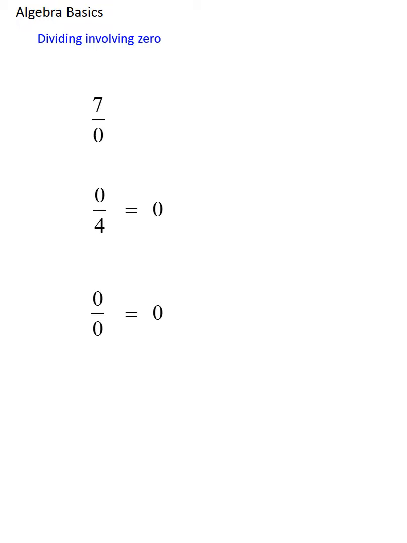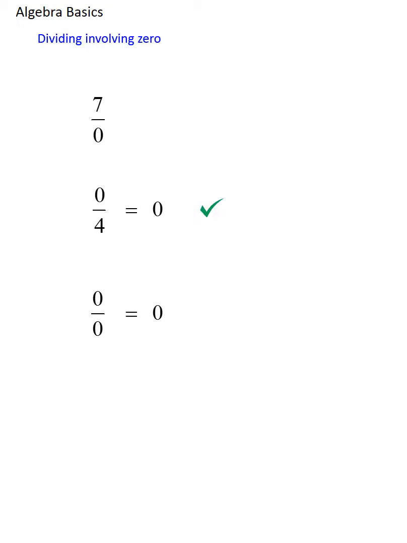Let's look at the second one. For 0 divided by 4, or 0 divided by a non-zero, to be 0, it would seem that following that same pattern, 4 times 0 would have to equal 0, which of course it does. And so mathematicians decided that 0 divided by any non-zero should be 0.